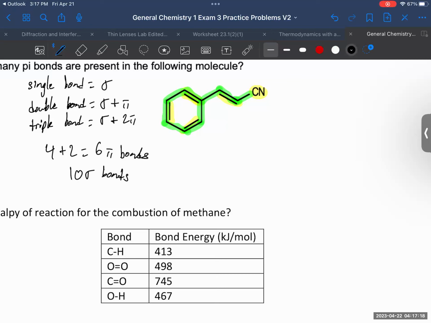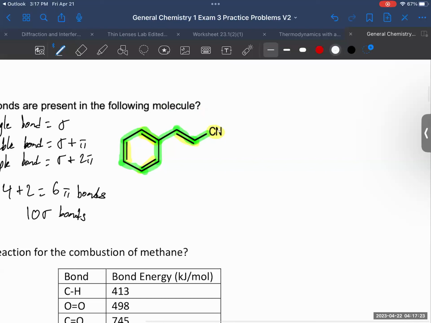Wait, which one was the triple bond? The CN. Oh, I can draw that out if you want. That CN is really just this. So you have to know this. Remember, a triple bond is 1 sigma and 2 pi bonds, because it's stronger than just double bonds. You need an extra pi bond for strength and for shortness.